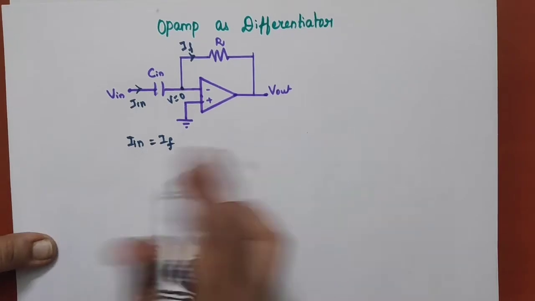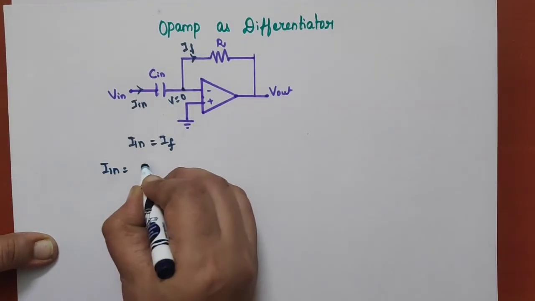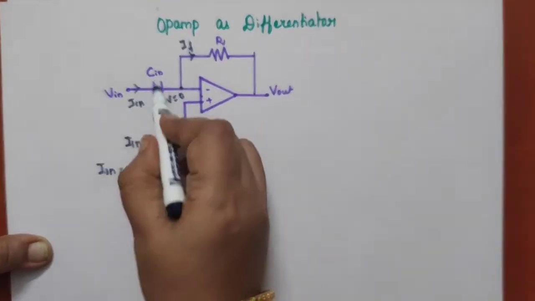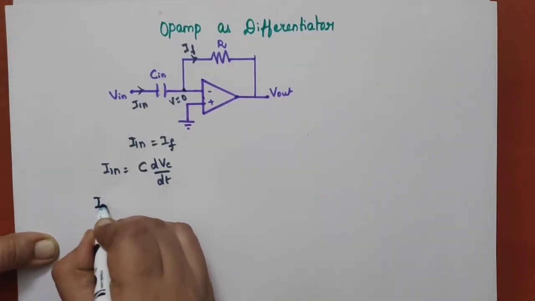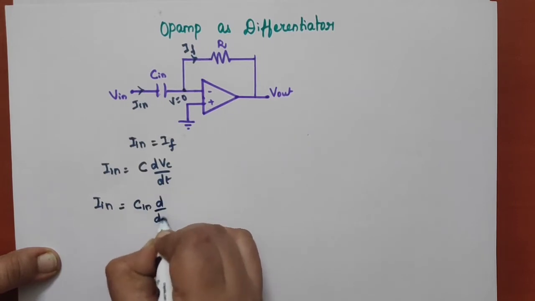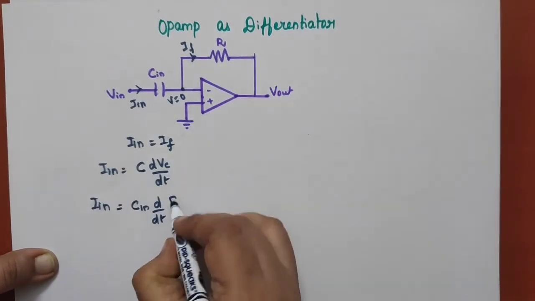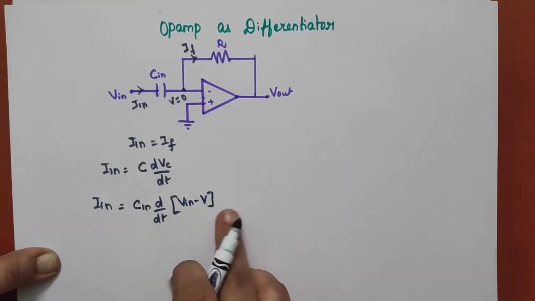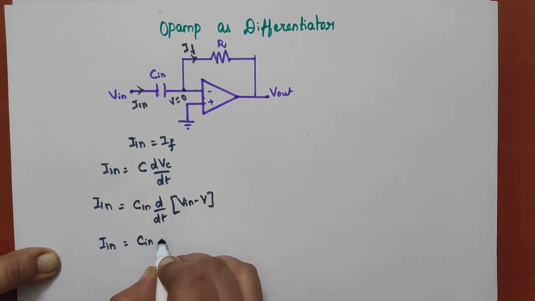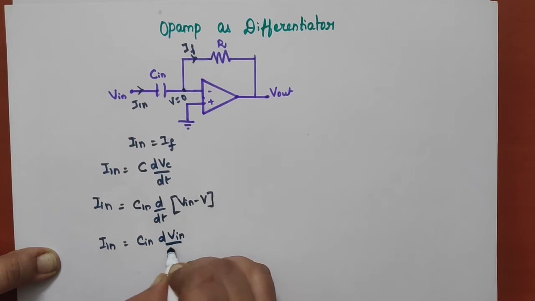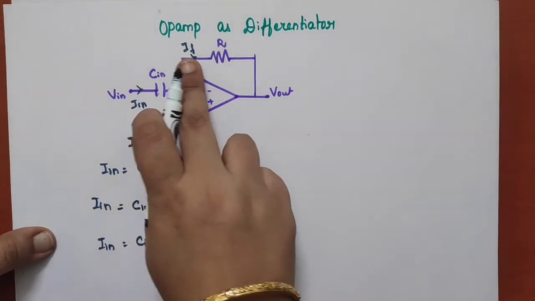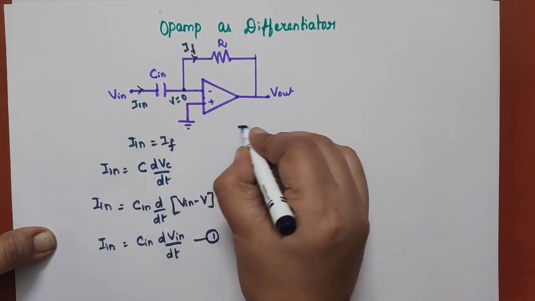So, we can write like this. In is equal to C into dVc divided by dt. Here Vc is the voltage across the capacitor, or we can write In is equal to C d by dt of Vin minus V. Here V is equal to 0, so I can write like this. In is equal to Cin into dVin divided by dt. Be equation number 1.